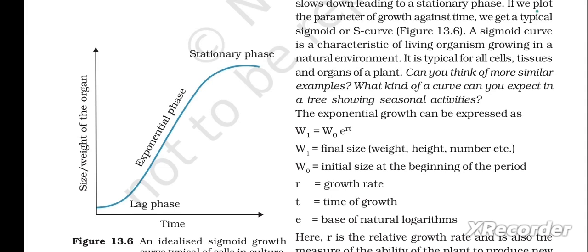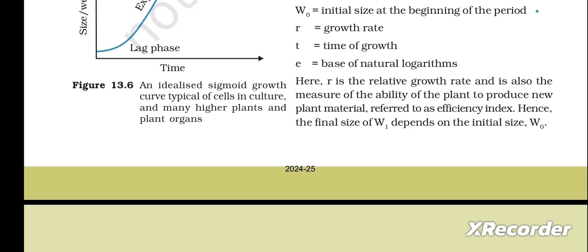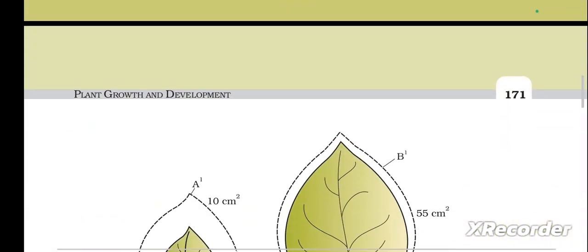The exponential growth can be expressed as W1 = W0 e^(rt). W1 is equal to final size, maybe weight, height, number, etc. W0 is equal to initial size at the beginning of the period. r equals growth rate, t equals time of growth, e equals base of natural logarithms. Here, r is the relative growth rate and is also the measure of the ability of the plant to produce new plant material, referred to as efficiency index. Hence, the final size of W1 depends on the initial size W0.